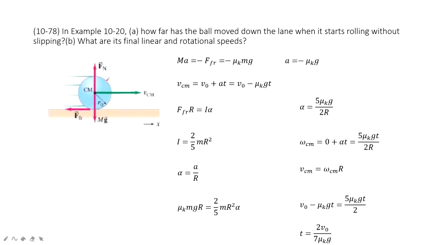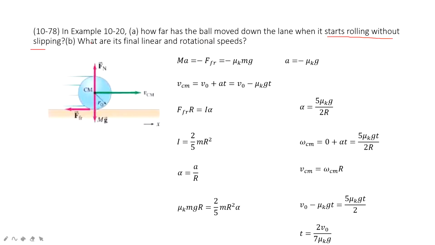Let's look at problem 78 in chapter 10. Chapter 10 is about rotational motion. First, we consider example 10.20, right? For this one, we need to find how far the ball has moved down the lane when it starts rolling without slipping. So the example tells us to find the time it takes for rolling without slipping. So we can review it at first.